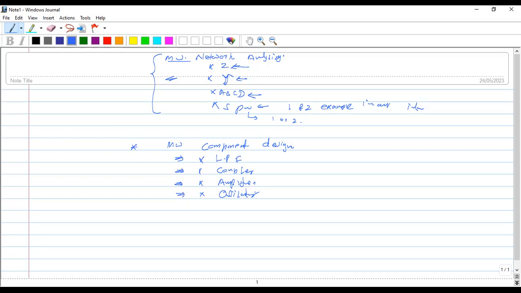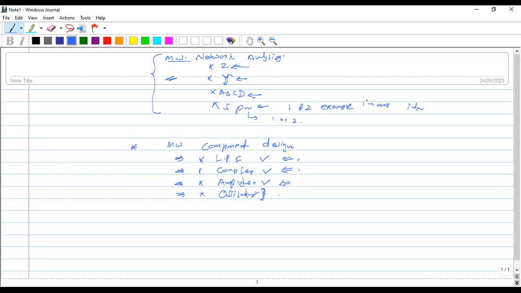Definitely we can do this one, and we should do this one. And we will try to do this one also. If we have time, we will also try to do oscillator design. For your exam, you will get questions from low pass filter and coupler, only these two. We will do an assignment on amplifier. The oscillator is just for our knowledge.